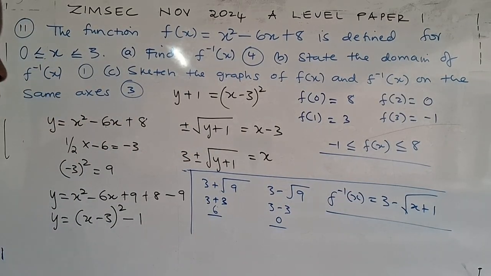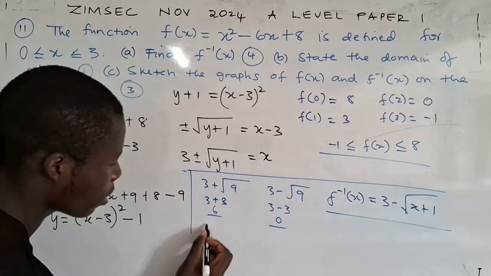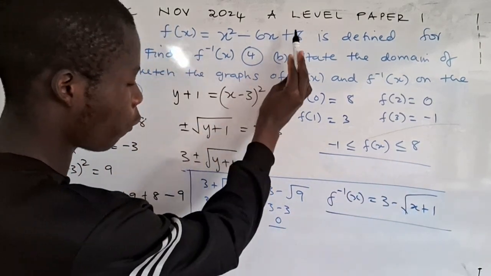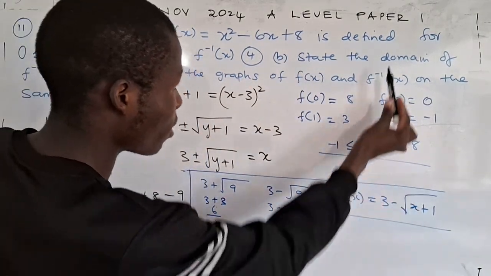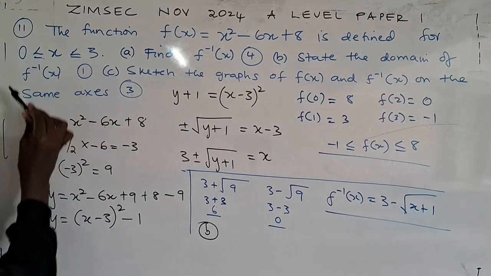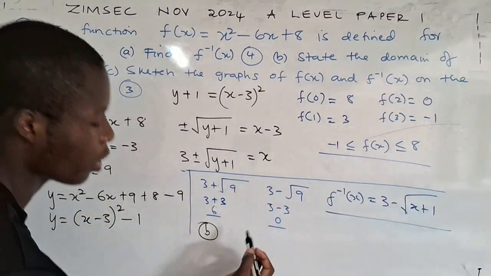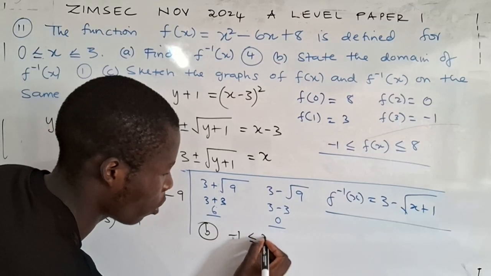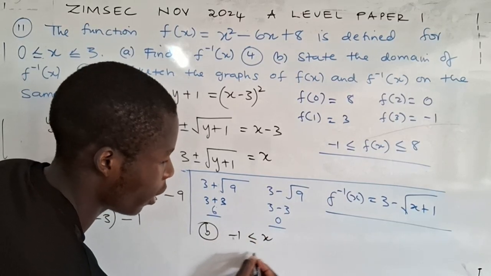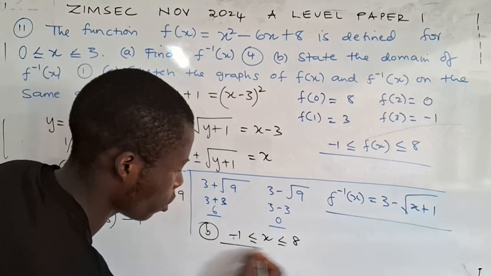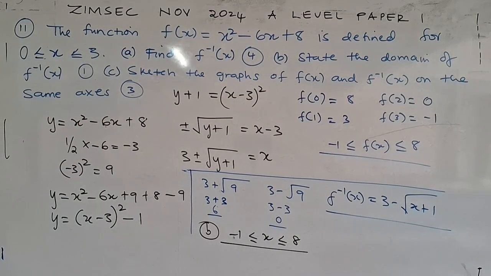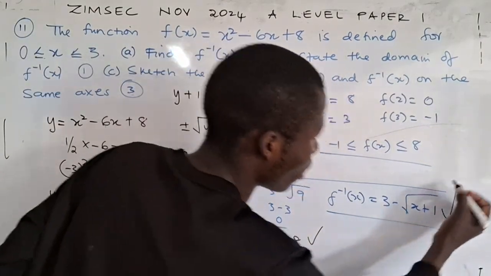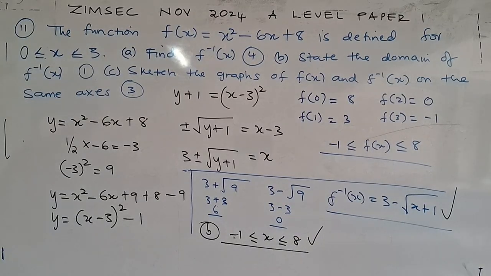So now you write your answer like this, part B. This is the range of f of x, which means it is the domain of the inverse of f of x. So the answer is minus 1 is less than or equal to x, which is less than or equal to 8. Here we are. So this is the domain and this is the inverse.